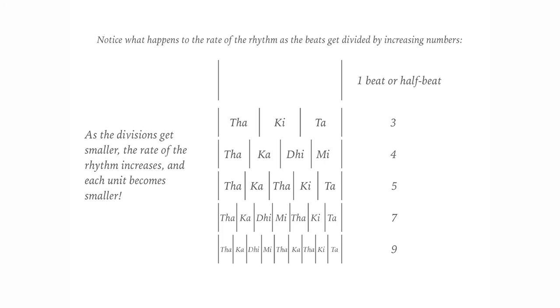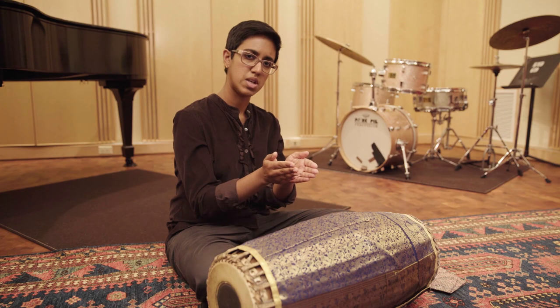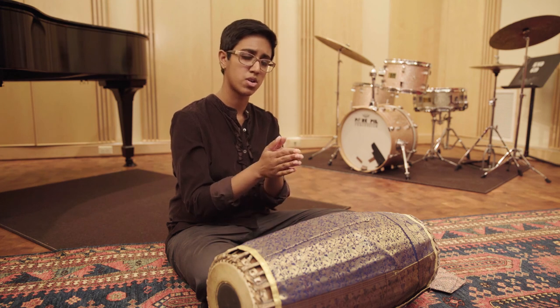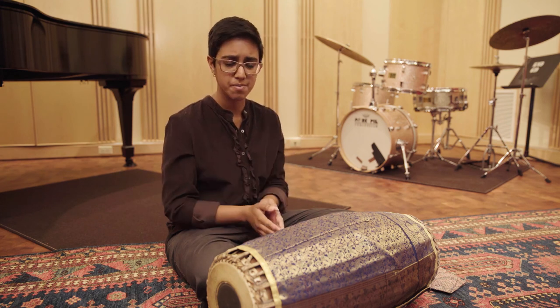Now, if you take the same pie and you divide it among four people, each person gets a little less. Same goes for 5, you get a little less. 7, even less. 9, even less. So you can imagine this happening with time, as you have each syllable lasting for less and less time as you divide the same beat or the same length of time into smaller units, which we're going to call aksharas, which I'll talk about in a minute.